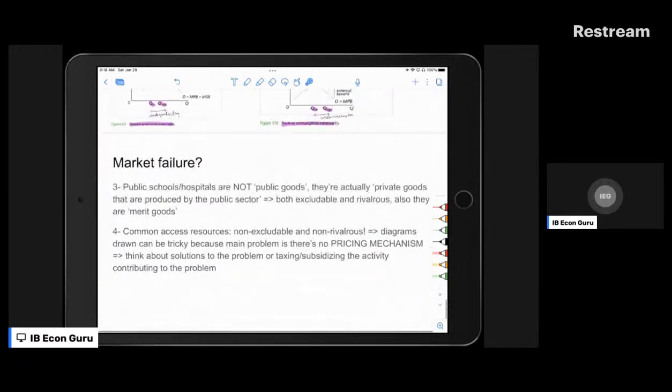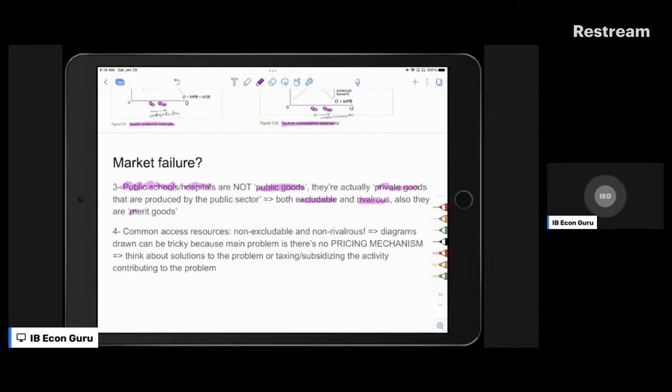Some other tricky concepts in market failure. Many students write public schools or public hospitals or public education, public healthcare. They describe them as public goods. No, not every good or service that has the word public in it is actually a public good. Public schools and public hospitals are actually private goods because they are excludable and rivalrous, right? Here in the United States, for example, you can't just go to any public school. You have to be living in the zip code, right? That's a way of excluding. And education is definitely rivalrous. One student in the classroom, that's less space for everybody else, right?